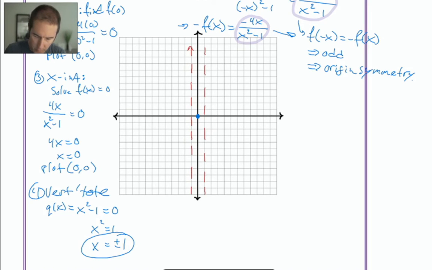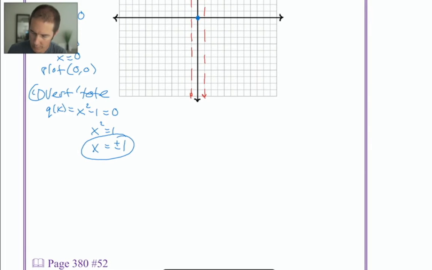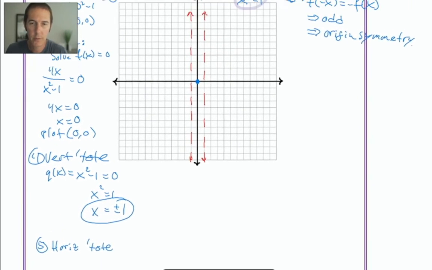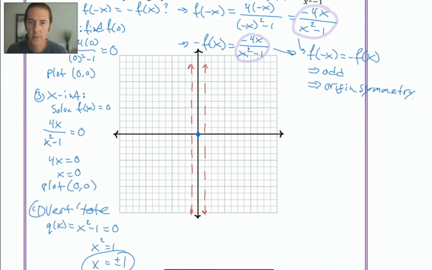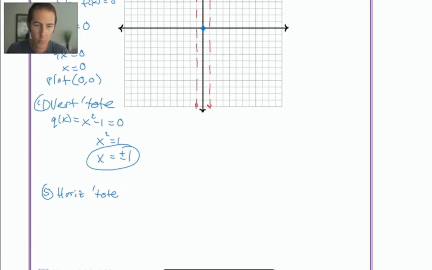We could put arrows on the tops of them and the bottoms if we like. And then number 5 in our to-do list says that we should look for horizontal asymptotes. Remember that we determine horizontal asymptotes by comparing the degree of the numerator and denominator. In this case, the degree of the numerator is less than the degree of the denominator, which is a lot like 1 over x.